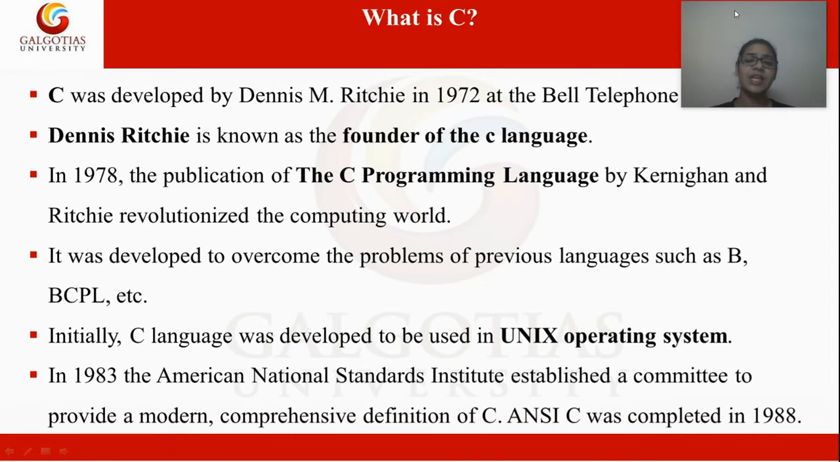So, in 1983, the American National Standards Institute established a committee to provide a modern, comprehensive definition of C. So even more powerful features were added in subsequent years, right? And this ANSI C was completed in 1988.